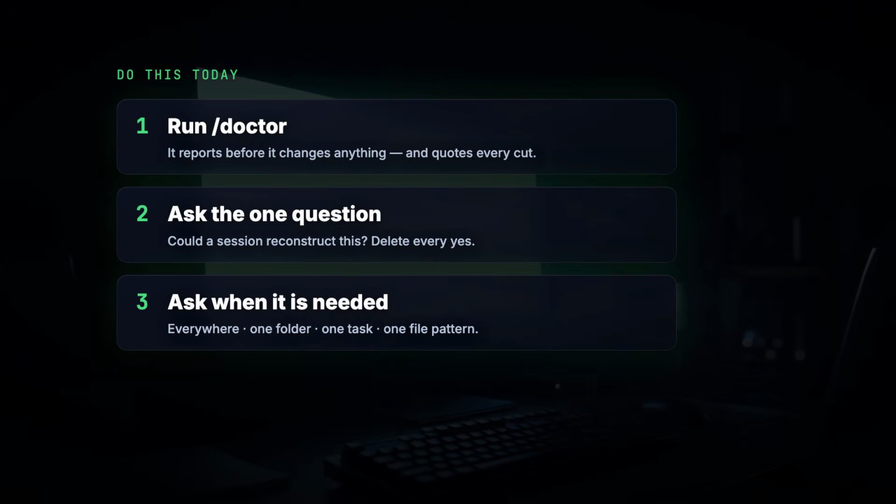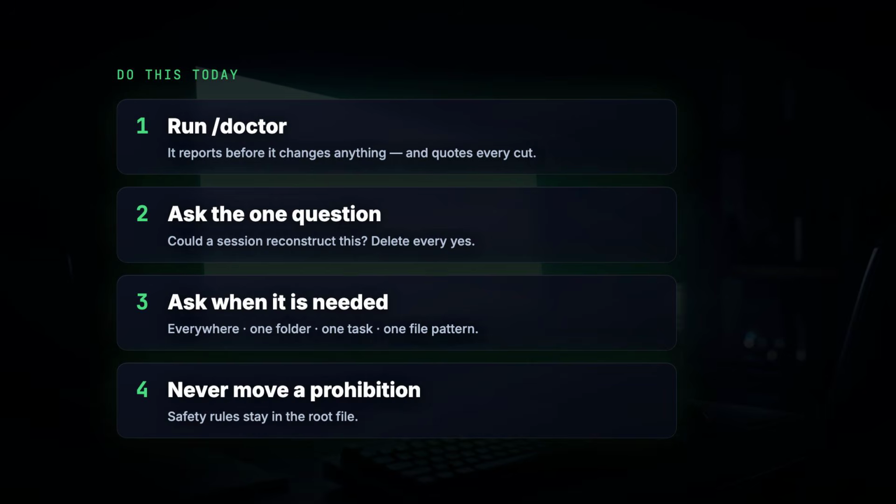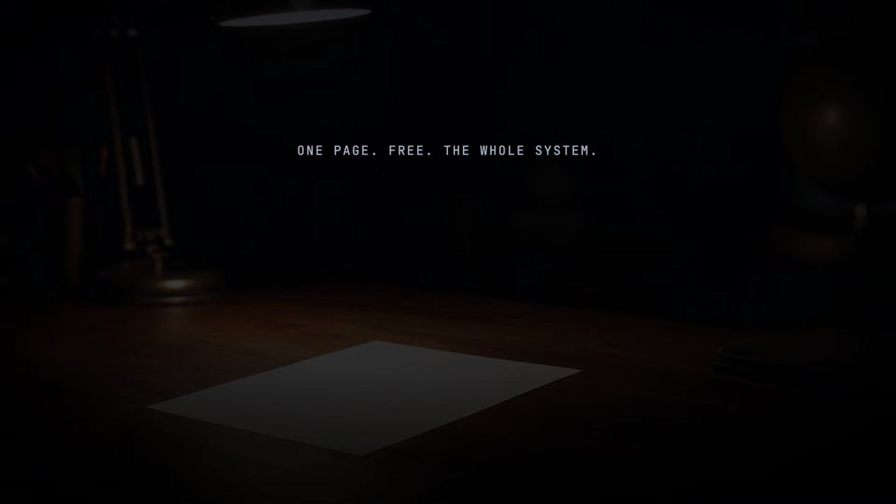Then take what survived and ask when each part is actually needed. Everywhere stays put. One folder goes to that folder. One task becomes a skill. One file pattern becomes a rules file. And prohibitions never move. I put all of it on one page.